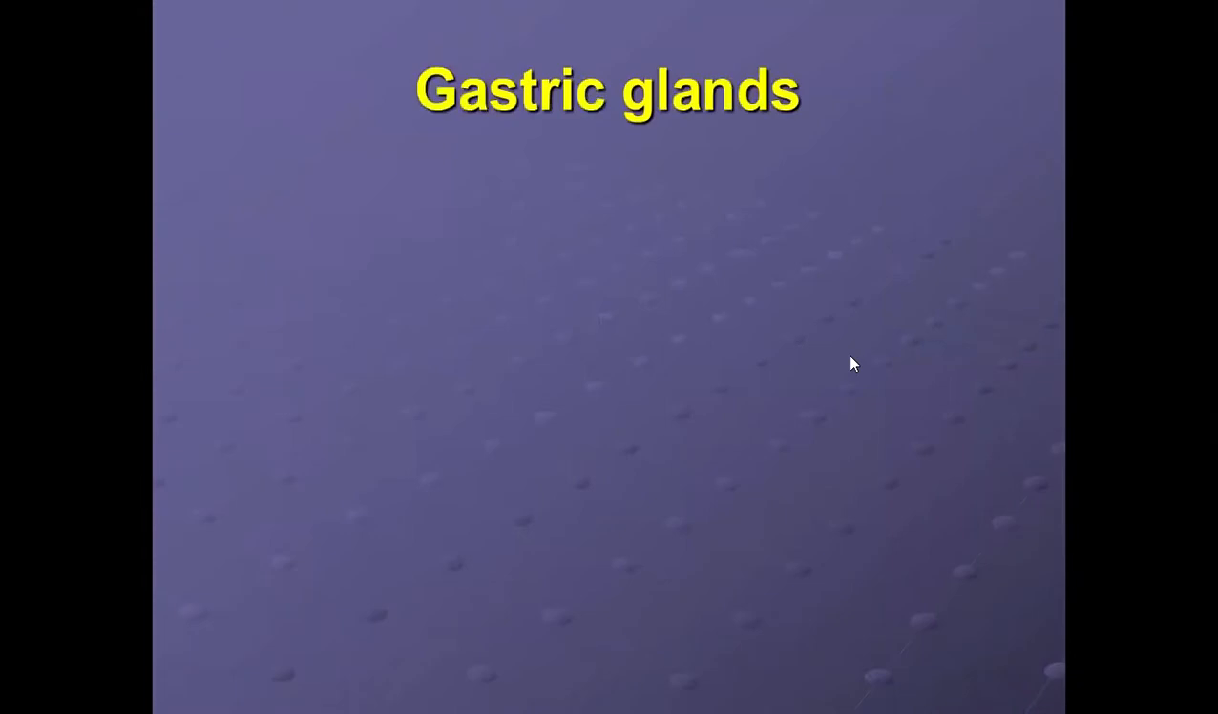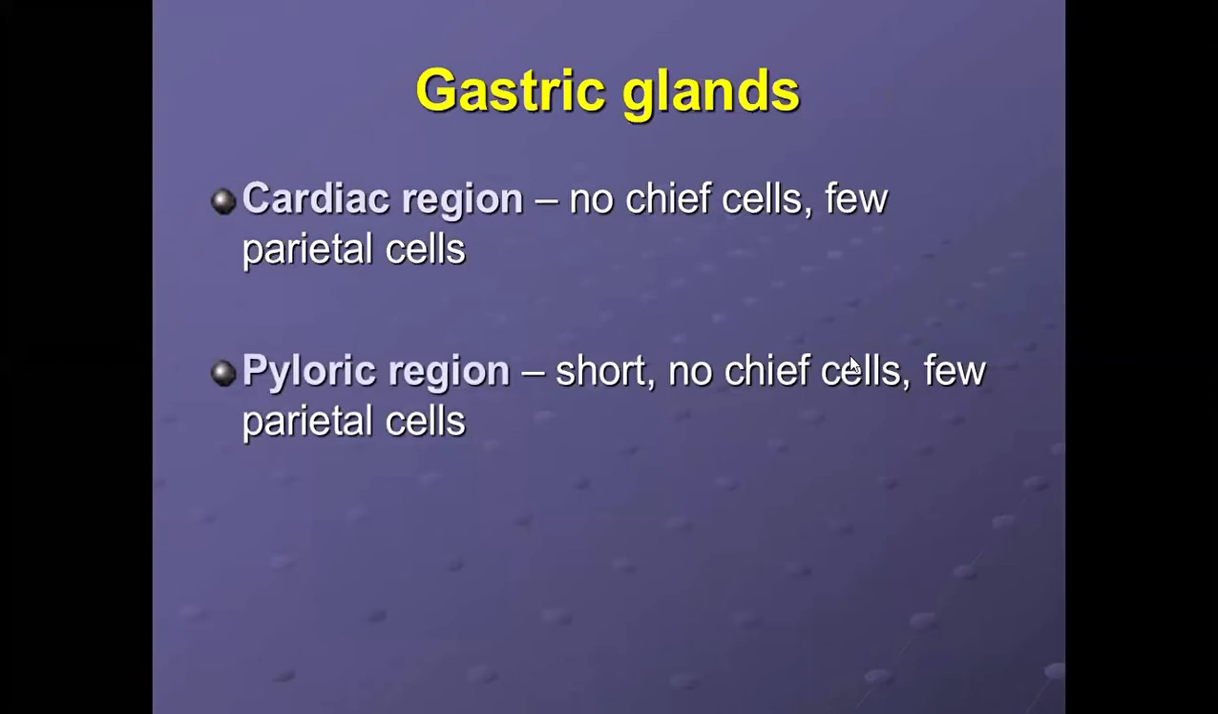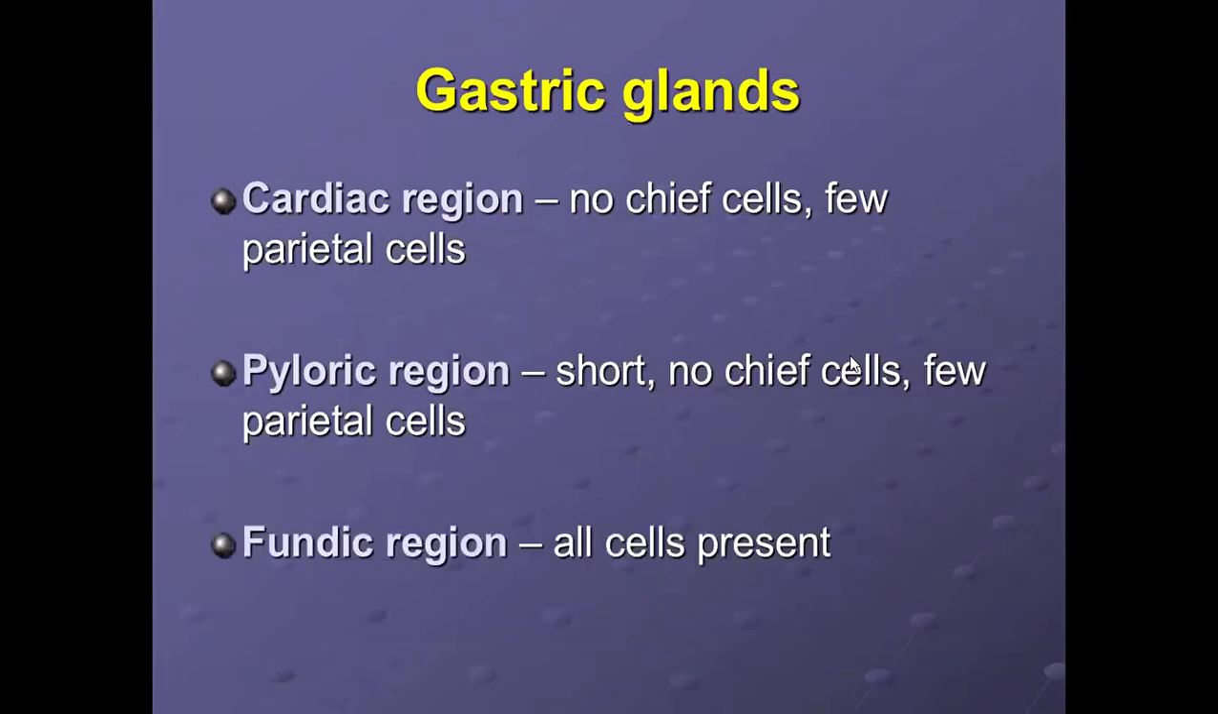Gastric glands, again, the cardiac region. This is now part of the stomach. You don't find chief cells and find few parietal cells. In the pyloric region, you find the short gastric glands, no chief cells, also few parietal cells. In the peptic region, all cells are present.